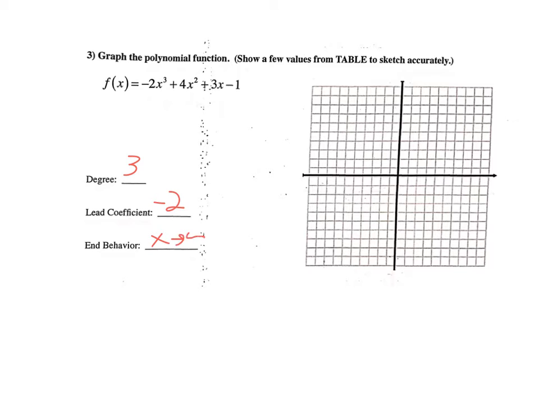As x goes to the right, what's y doing? And as x goes to the left, what's y doing? Well, here's what we know. Because it's odd and negative, I know for a fact it's going up this way and down that way. So when it's going to the right, it's going down. When it's going to the left, it's going up. I know that for sure.